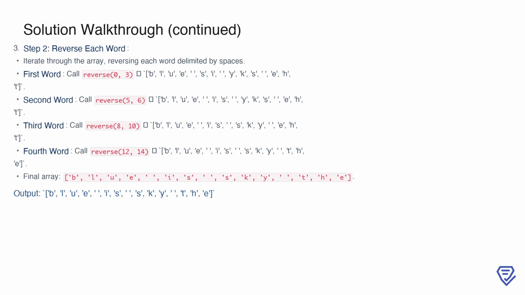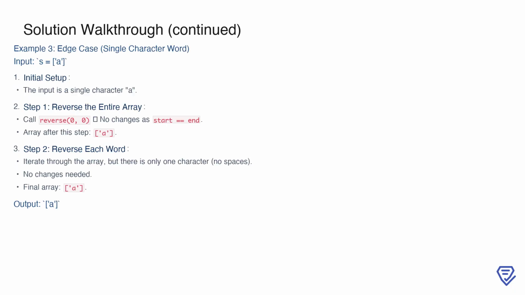At this stage, all words are in their correct order, and the array represents blue is sky, which is our final output. Lastly, let's consider an edge case where the input contains a single character. Here, the input array represents the string A. The first step is to reverse the entire array, but since the array has only one character, calling reverse 0, 0 results in no changes.